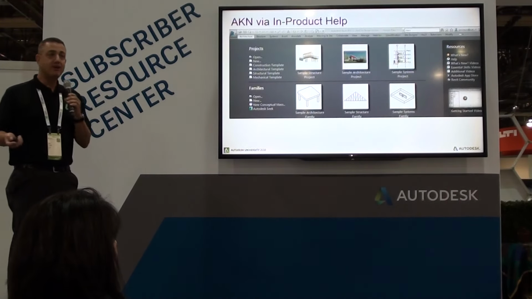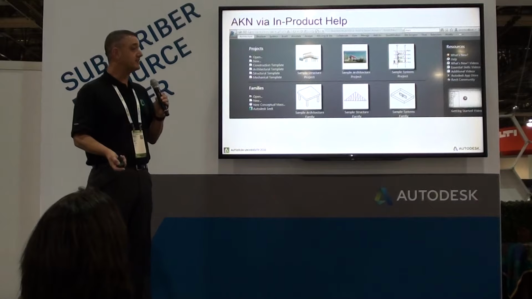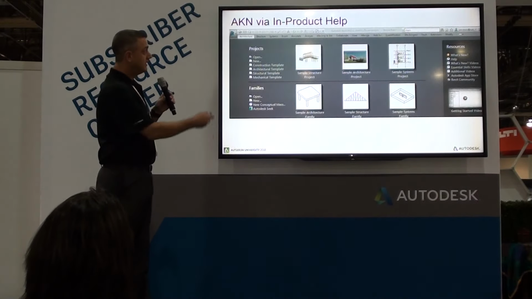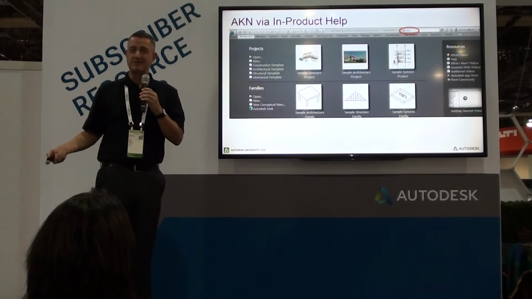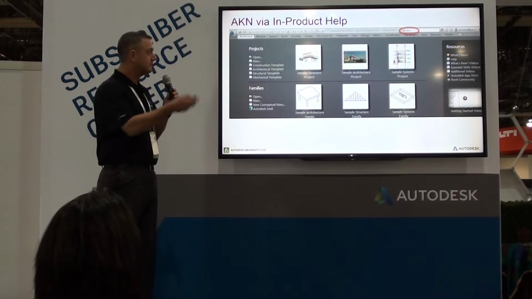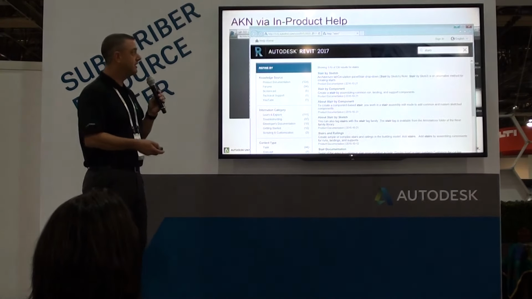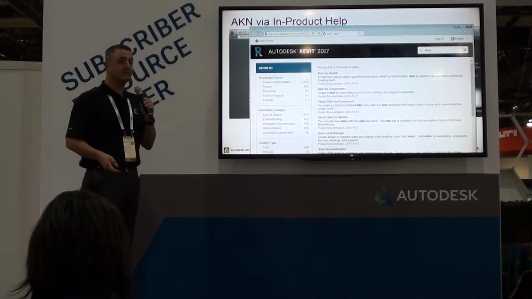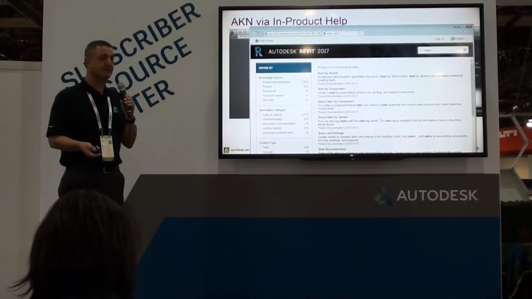Now, you may already be using the AKN and not even realize it. Here we are inside of Revit. I've typed in some help on stairs. I need help in Revit, find out some stairs. Well, what does it do? It brings back 230 results of stairs inside of Revit.